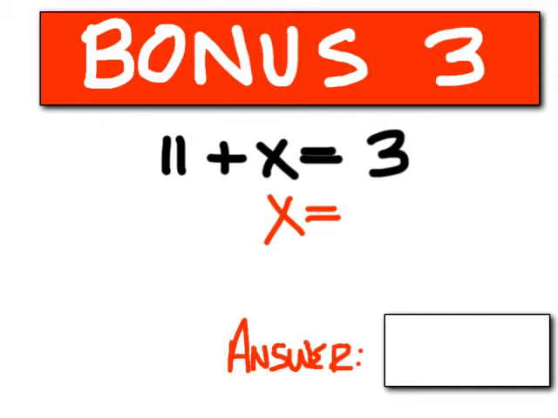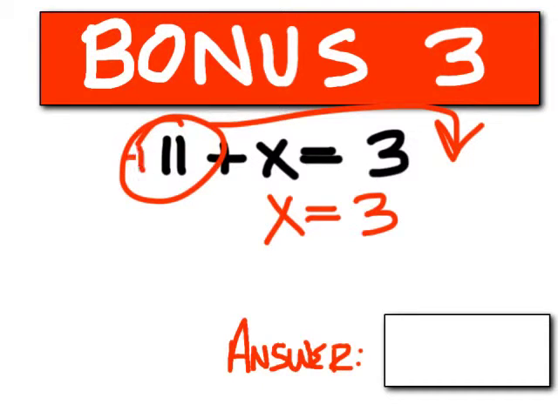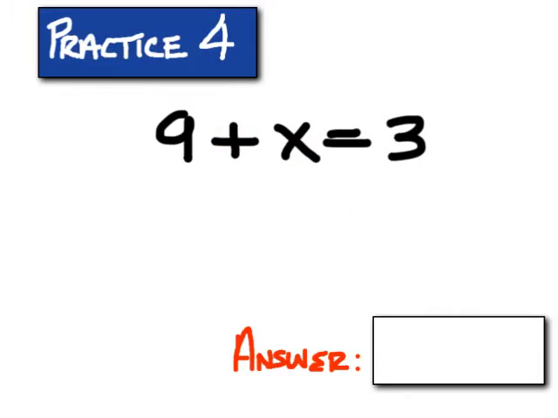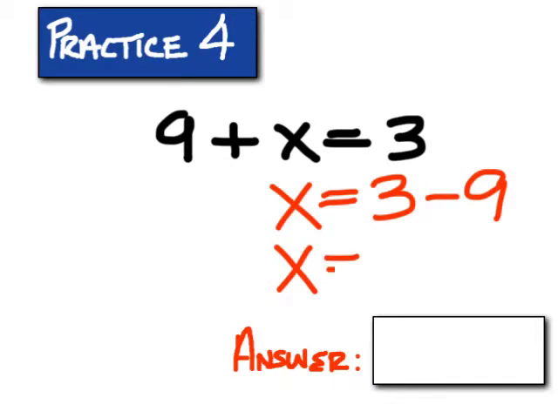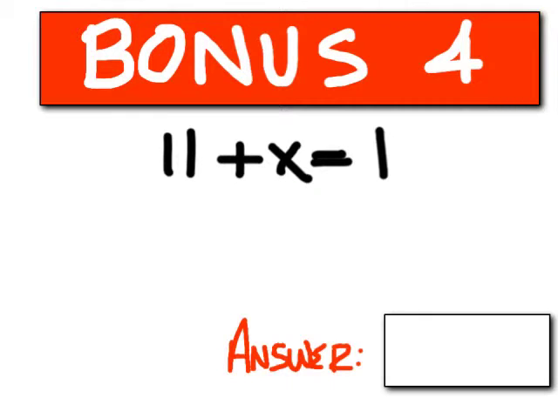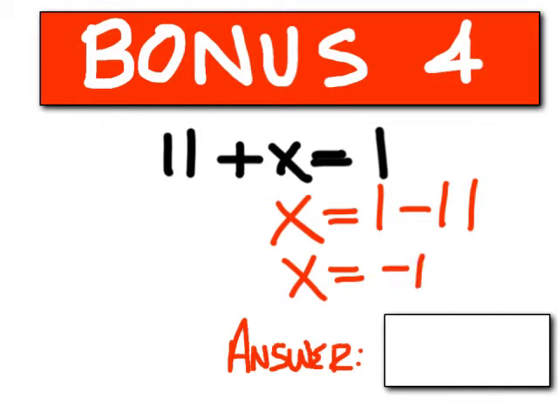Keep your x where it's at and move this to the right side. It is plus 11 on the left. It becomes minus 11 on the right. That is a negative 8. For the practice problem, 3 minus 9 is a negative 6. You should have 1 minus 11, which is a negative 10.